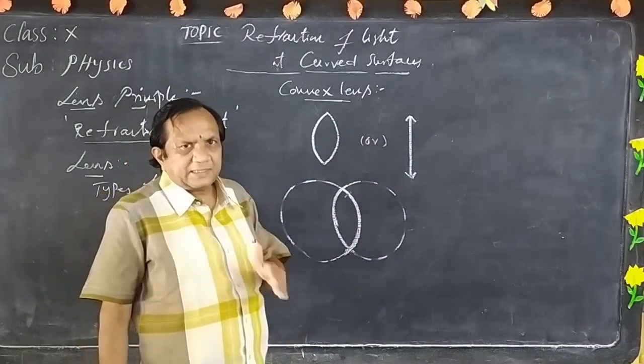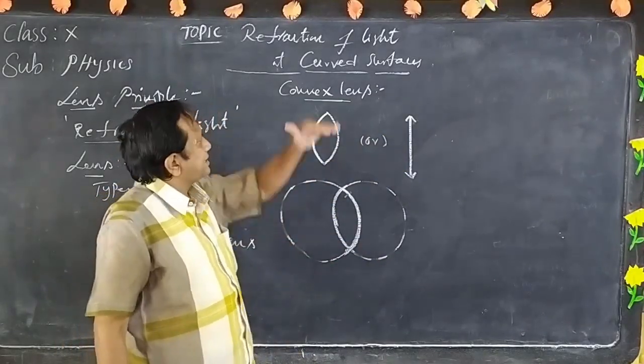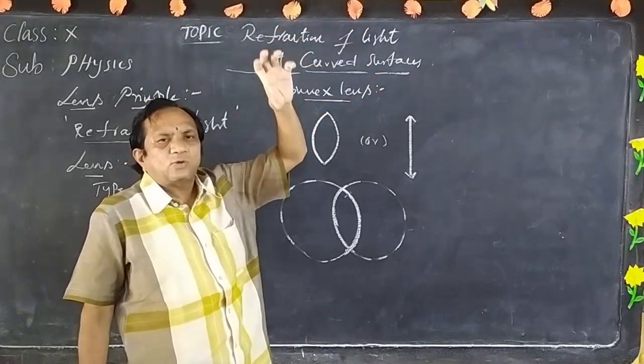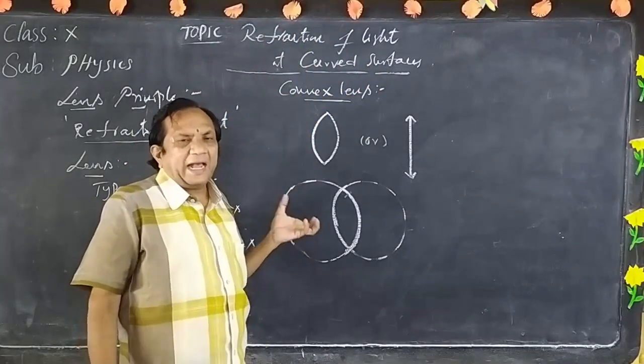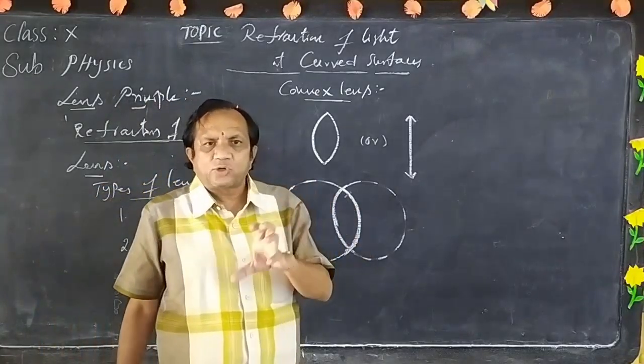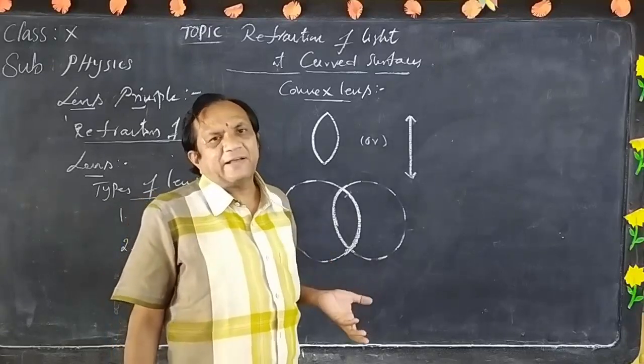Now in this class, in this refraction of light, mainly you have to use this convex lens only. Why? Because it acts as a converging lens. Converging. Previously I told you about converging and diverging.